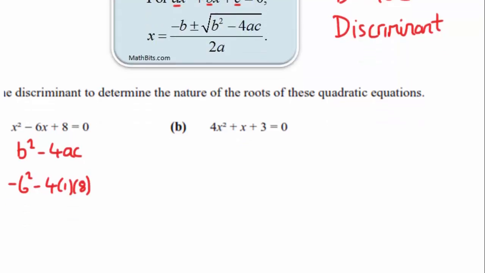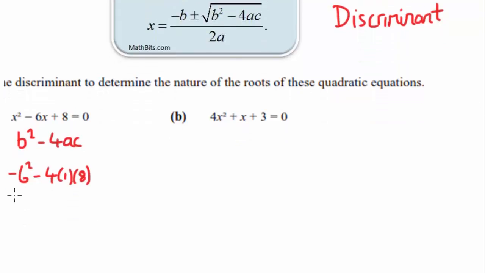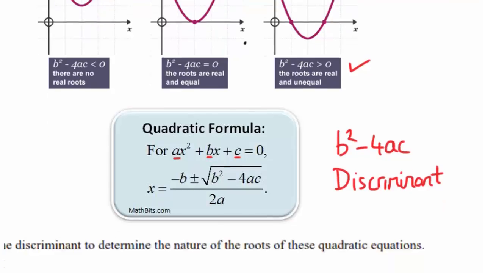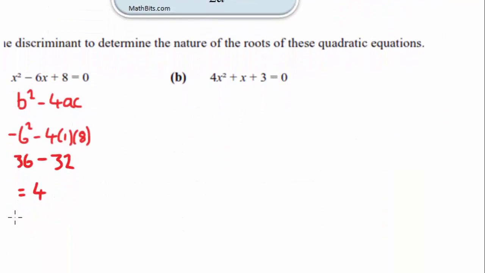So minus 6 squared is 36, and that's minus 32, which equals 4. Now, that means that this one applies, so the roots are going to be real and unequal. So we can say the roots are real and unequal.